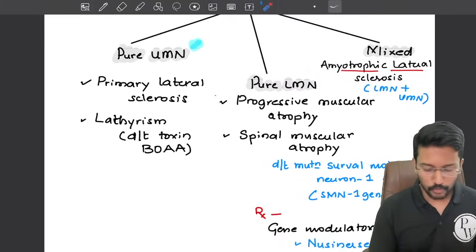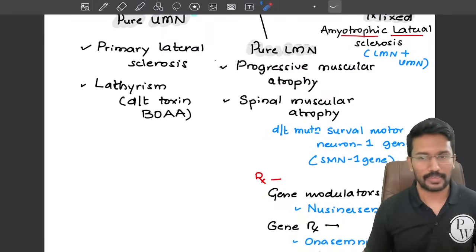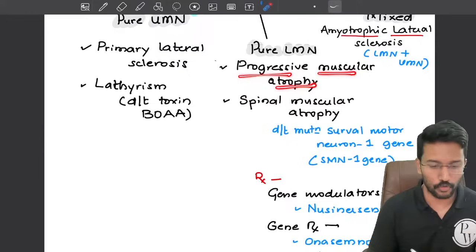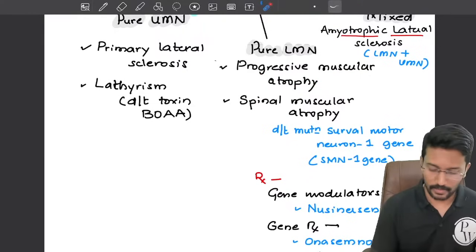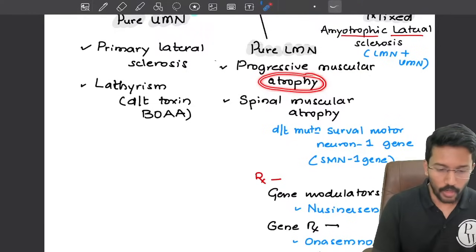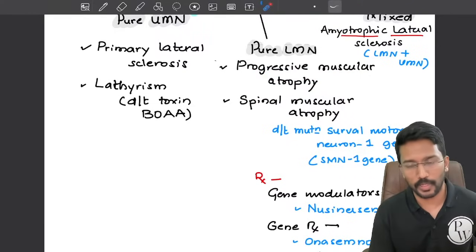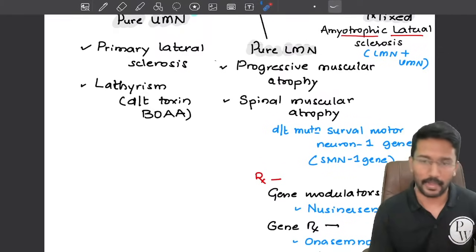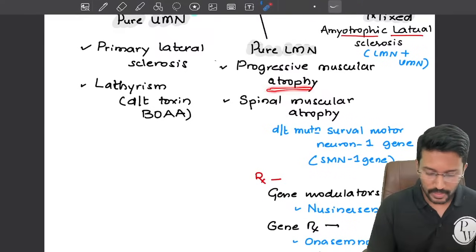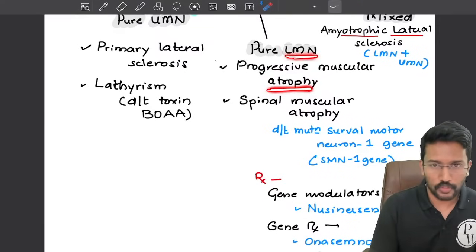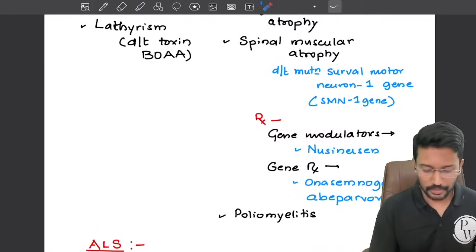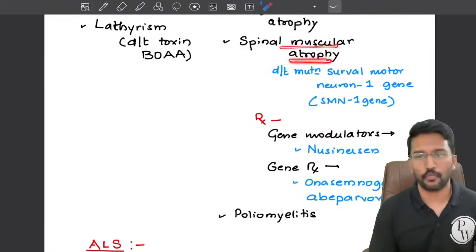Okay, in terms of pure lower motor neuron diseases, there are two examples. One is progressive muscular atrophy, and yesterday also we learned that atrophy is a hallmark of lower motor neuron damage, right? So when you say atrophy is there, it already points towards lower motor neuron being involved. Then there is a second condition called spinal muscular atrophy.